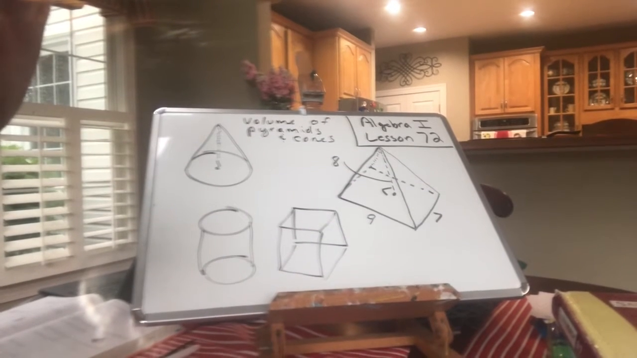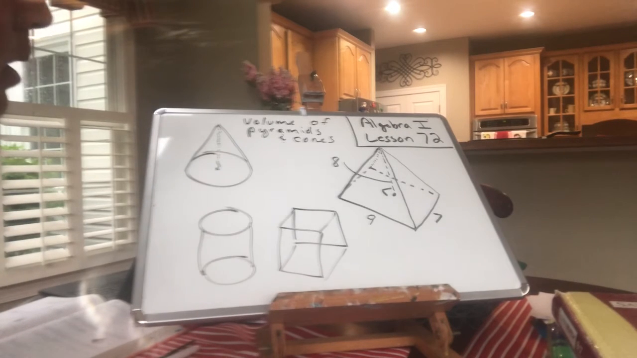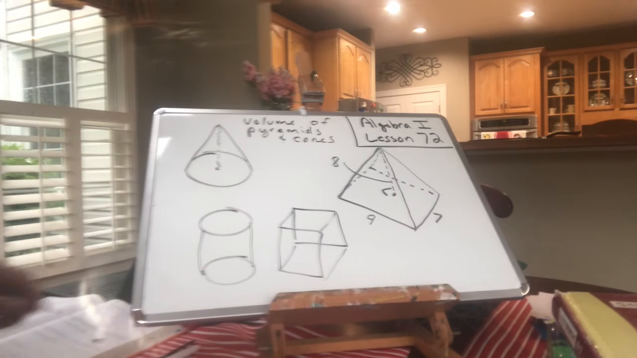Okay, continuing on with lesson 72. We're going to be working on two things on the second half, which is volume of pyramids and cones, and also the surface area of pyramids and cones.